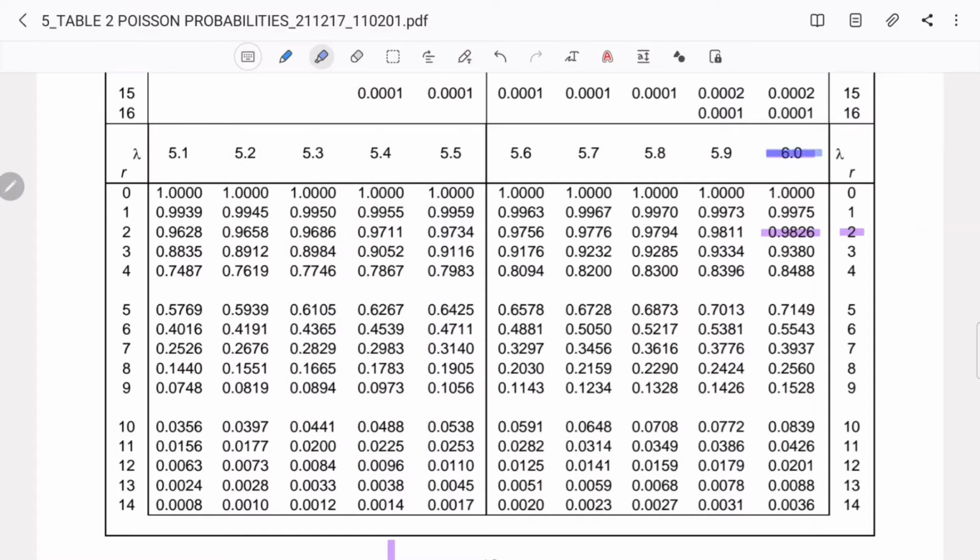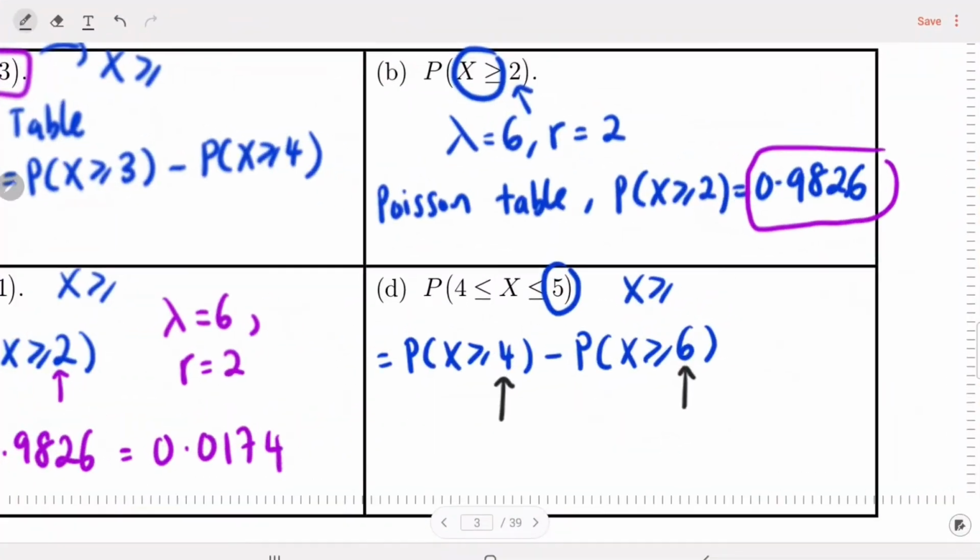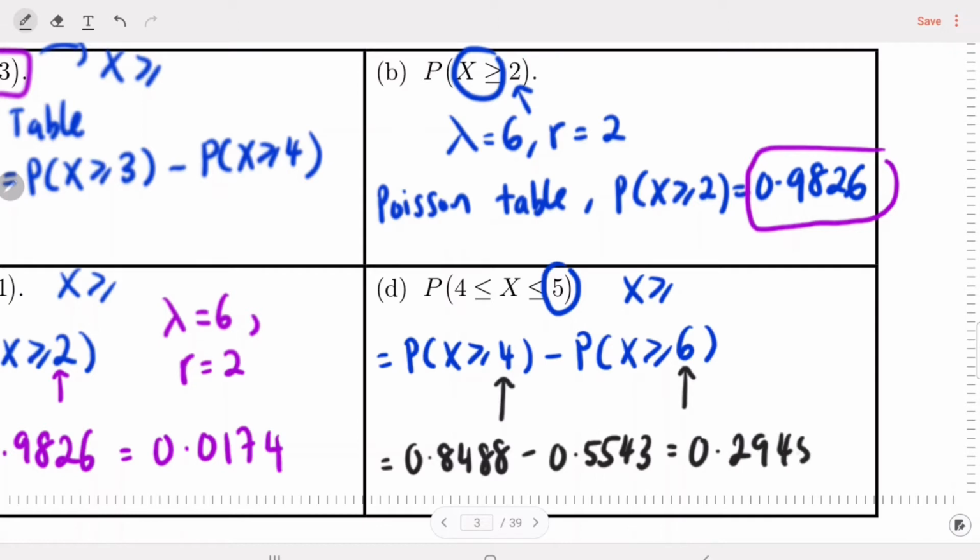Lambda equal to 6, r equal to 4, 0.8488, and then r equal to 6 is 0.5543. So 0.8488 minus 0.5543, which was equal to 0.2945.